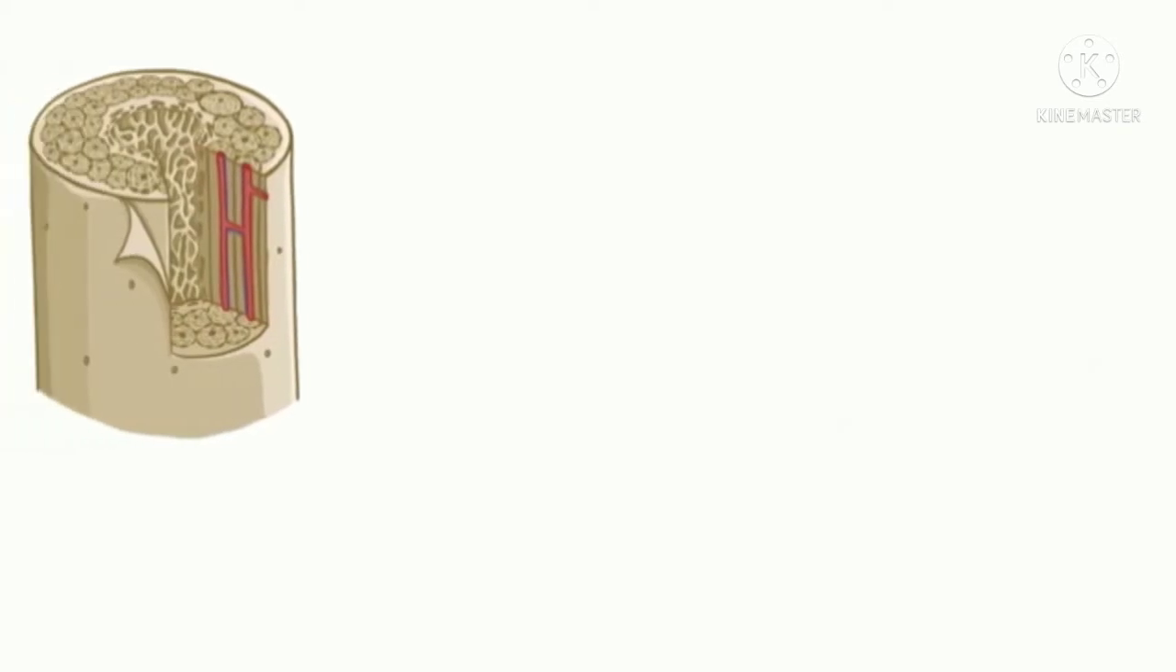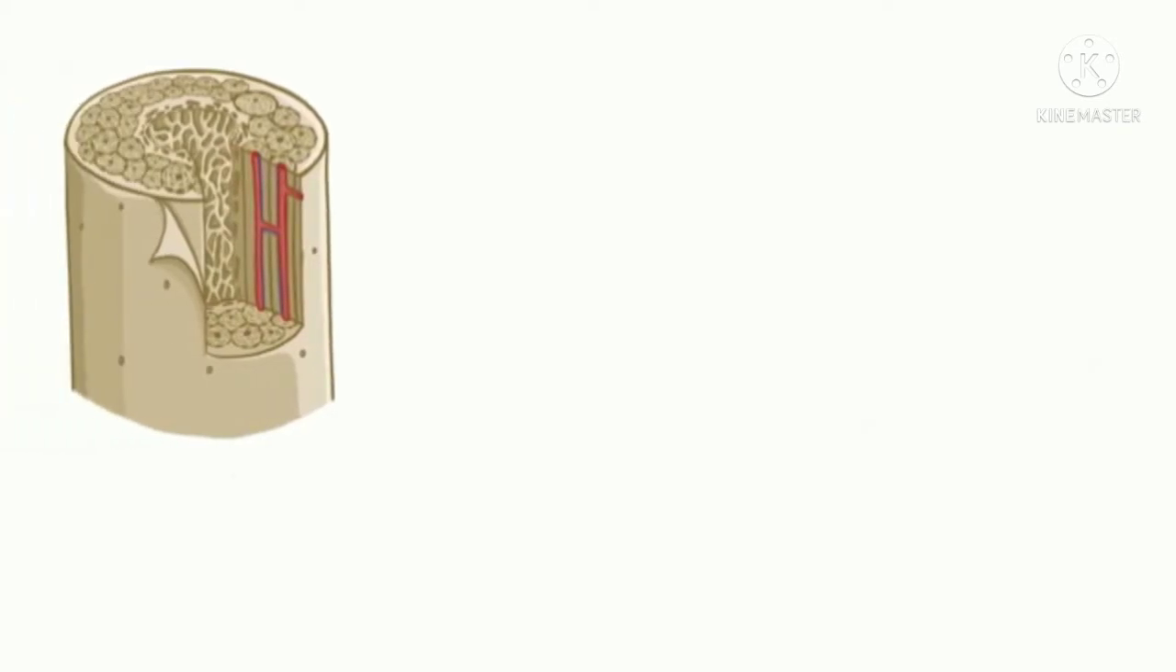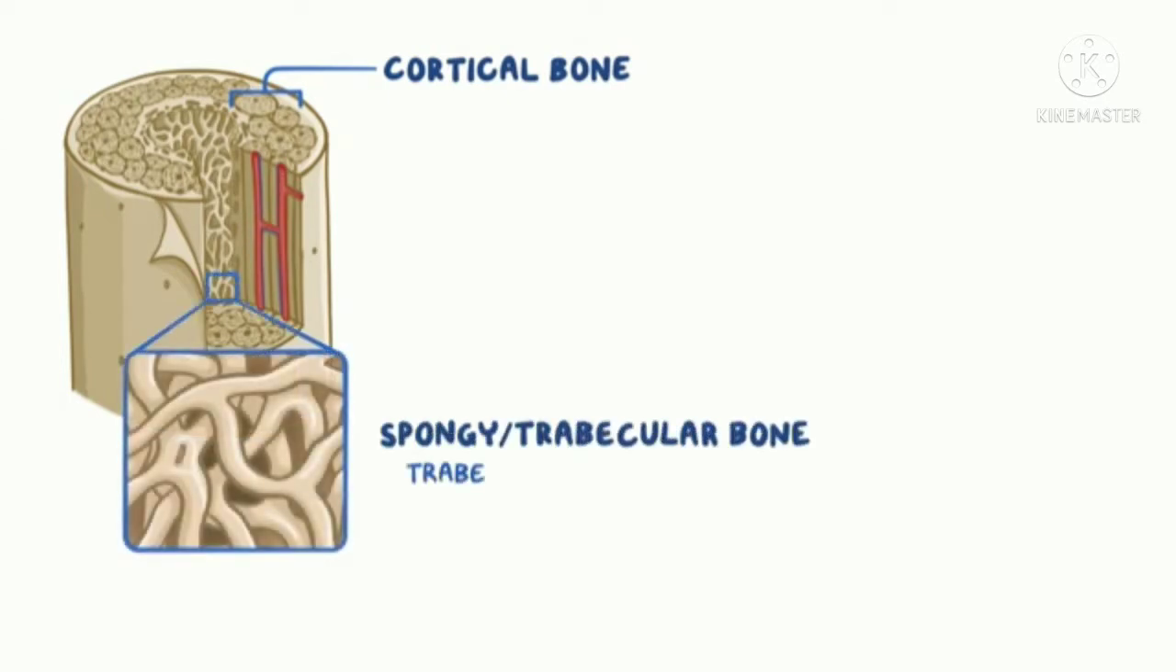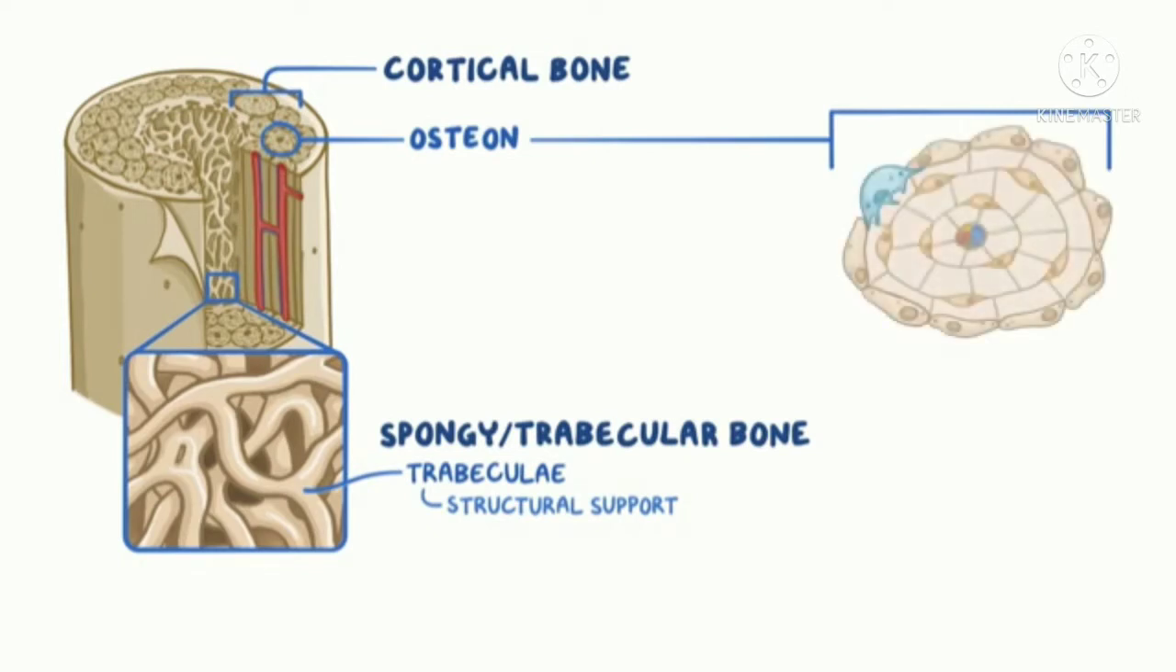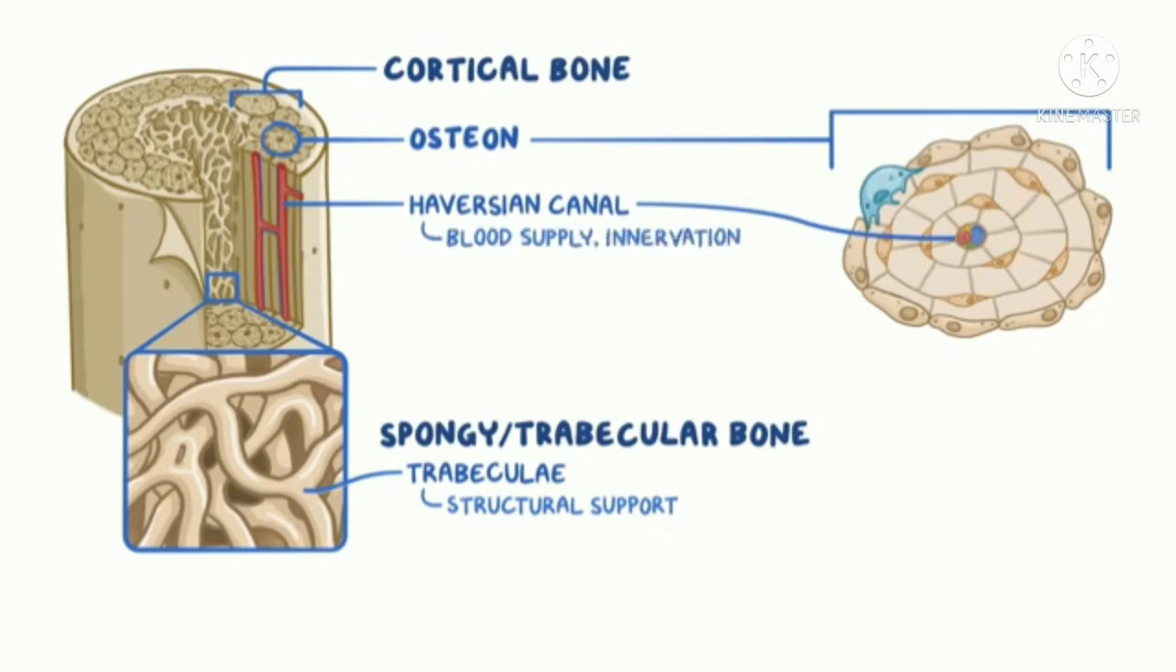Looking at a cross-section of a bone, there's a hard external layer known as the cortical bone, and a soft internal layer of spongy bone, or trabecular bone, that is composed of trabeculi. The trabeculi are like a framework of beams that give structural support to the spongy bone. The cortical bone, in turn, is made up of many functional, pipe-like units called osteons, which run through the length of the bone. In the center of these osteons, there are hollow spaces called Haversian canals, which contain the blood supply and innervation for the bone cells.